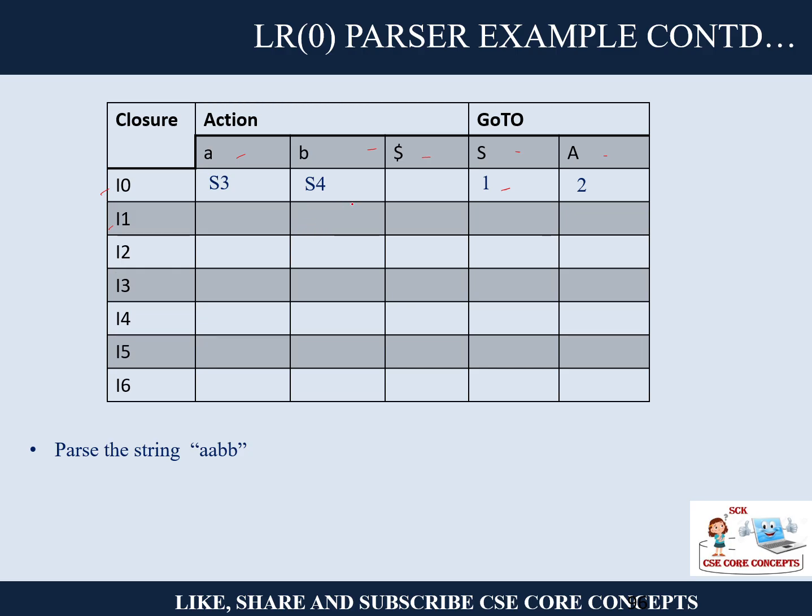Similarly, you can check it for I1. For I1, that was the augmented grammar which got completed, that is S dash is S dot. It got completed, so you will say it is an accept state.